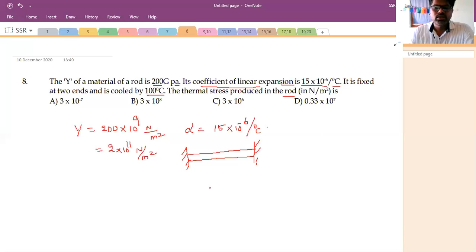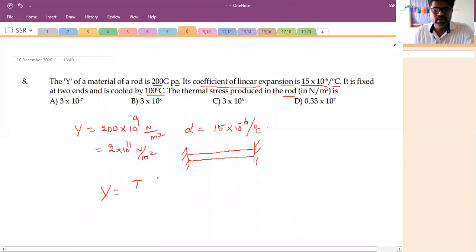So in that case, we have a relation. What is that? In the case of thermal stress, Young's modulus Y is equal to thermal stress, let us say T stress, by thermal strain, T strain. Then they are asking for the thermal stress calculation. What is the strain produced in this? That is, the increase in length or decrease in length.